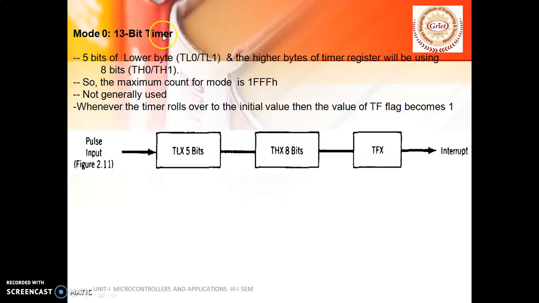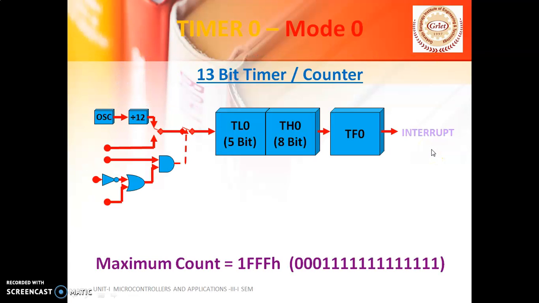And in the 13-bit timer mode, the minimum count value will be 13 zeros and the maximum count value will be 13 ones. The 13 ones in hexadecimal notation we represent as 1FFH. Whenever the particular timer gets an overflow condition, this TF will become 1, which generates an interrupt. As it works in both timer 0 as well as timer 1, here we can see it for timer 0 and even for timer 1.